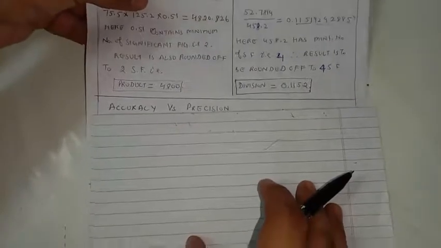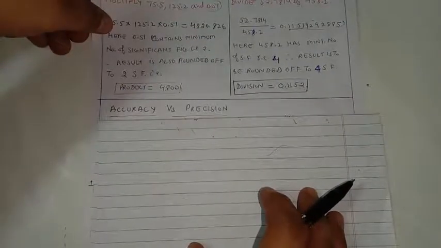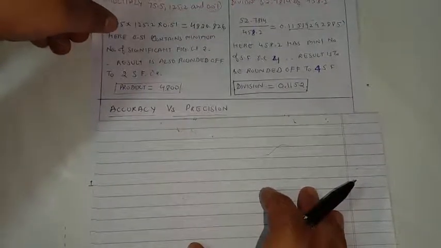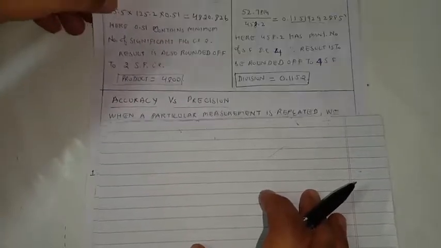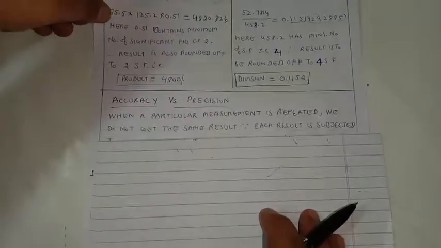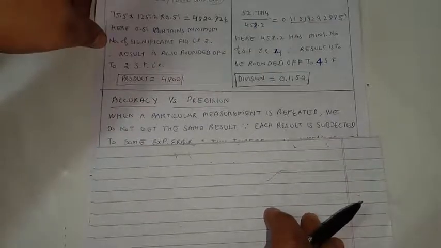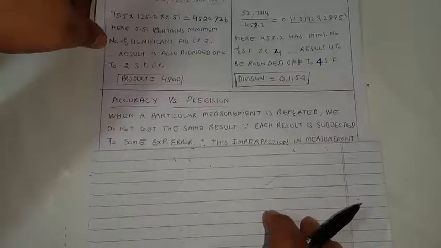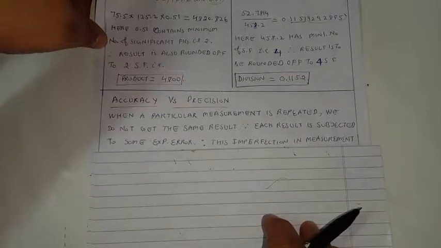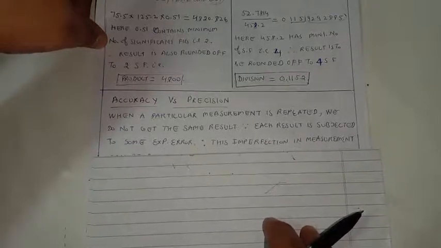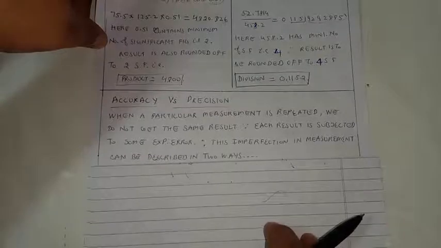Now, an important topic: accuracy and precision. What is the difference between accuracy and precision? When a particular measurement is repeated, we do not get the same result because each result is subjected to some kind of experimental error, and this imperfection in the measurement we can describe in 2 ways, accuracy or precision.